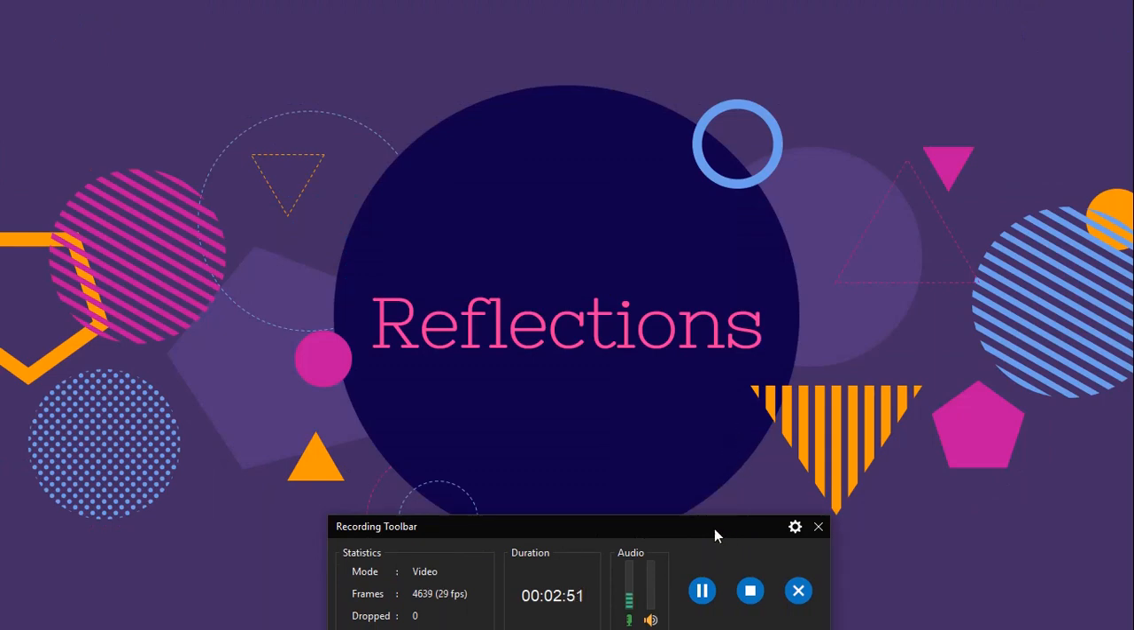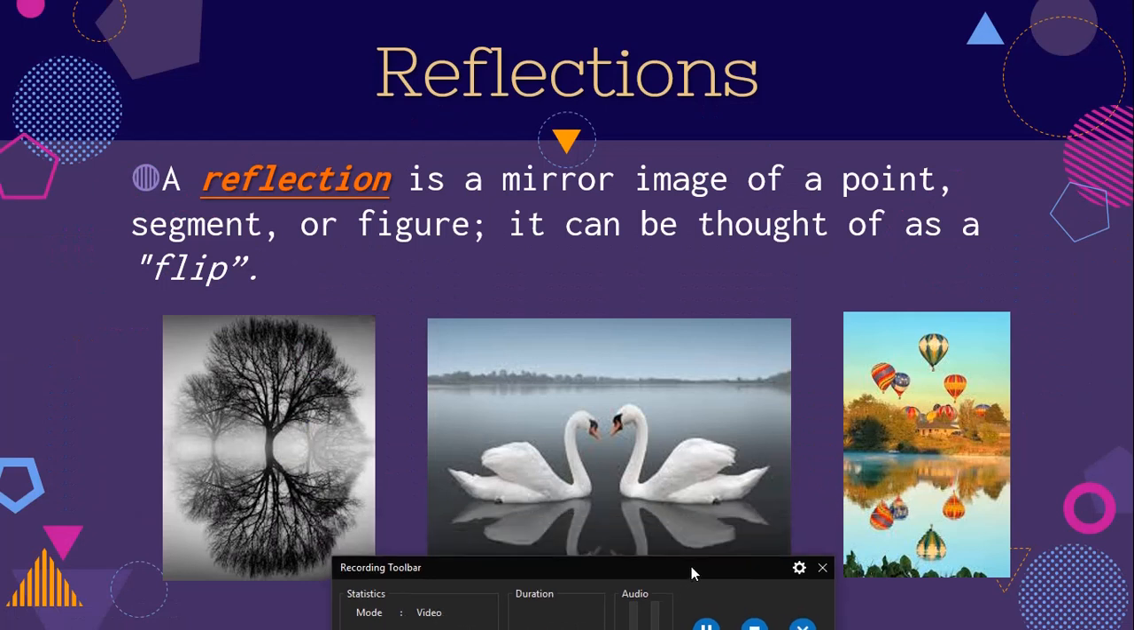All right, now we'll get into the actual reflections. When a reflection occurs, what you're doing is creating a mirror image. Now this could be on strictly a point, it could be a line segment or a line, or it could be a figure. We're going to stick with figures because it's much easier to see and understand the process. When you reflect, you can think of it as a flip over a line. So we're using the line of symmetry that we talked about yesterday.